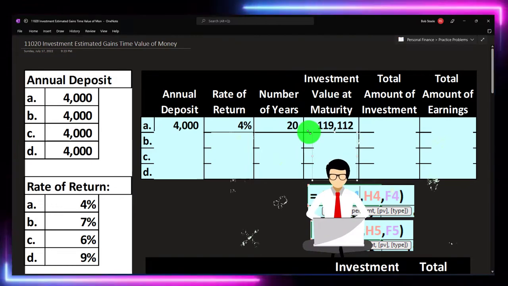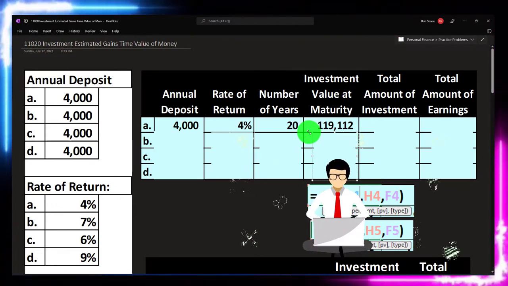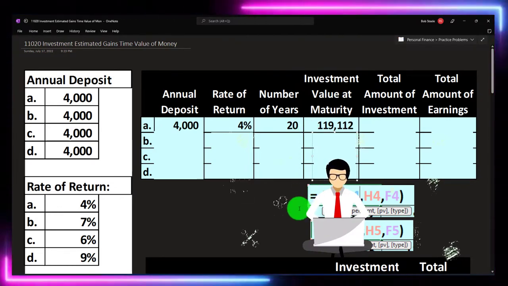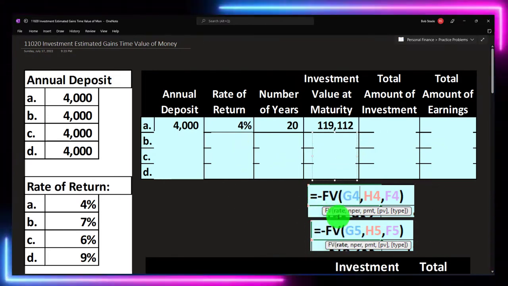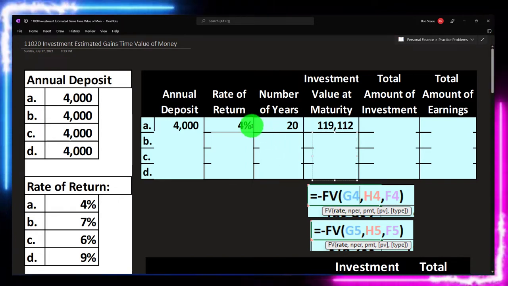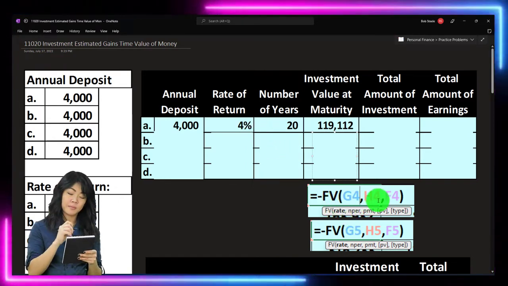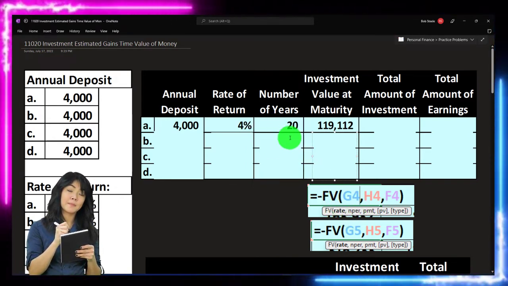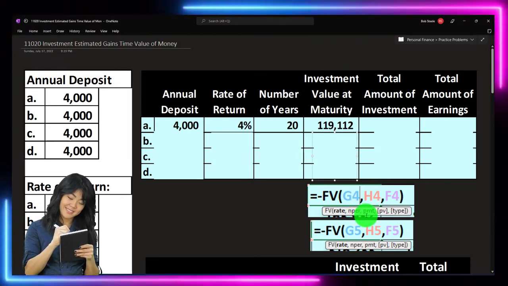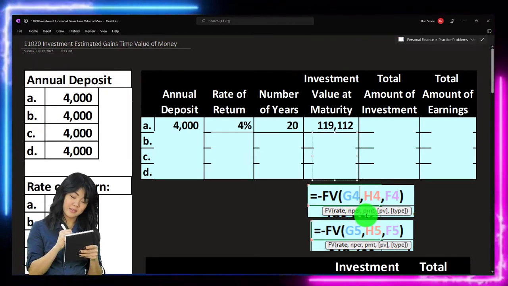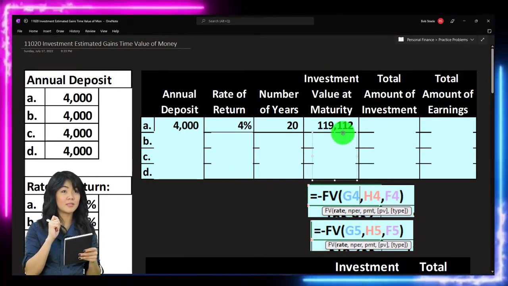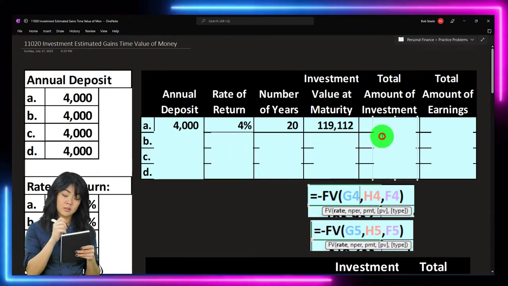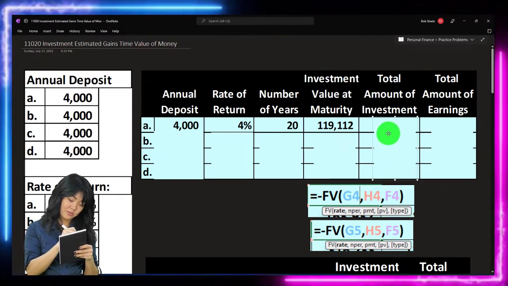There are different ways you can do this future value calculation. We're just using Excel here, so you could practice that if you so choose. I'll go over it quickly here. We've got the rate, which is the 4%. The number of periods is the second item here, which is 20. And then the payment, because it's an annuity, because we're putting 4,000 in each year in this case, would be the 4,000. That means we're going to have the 119,112 if everything rolls out the way it should.